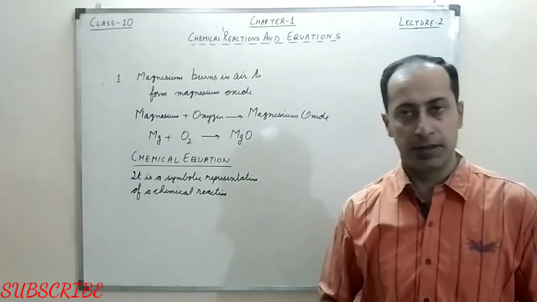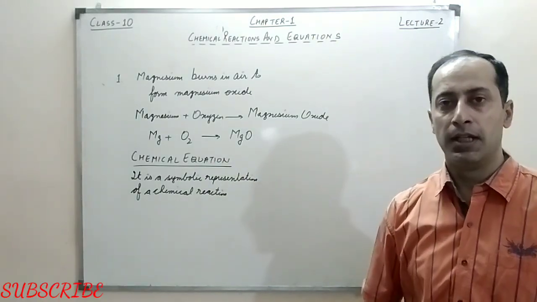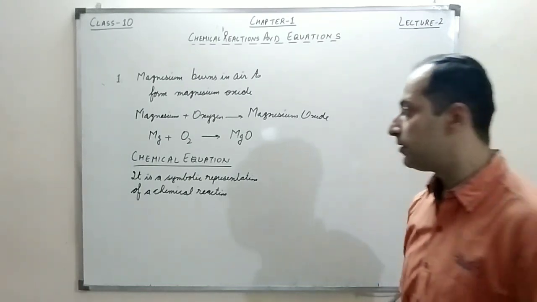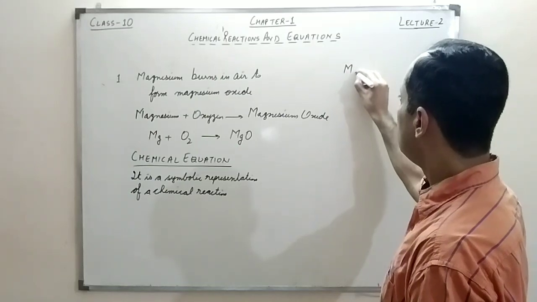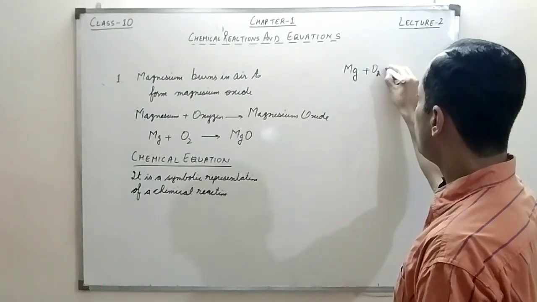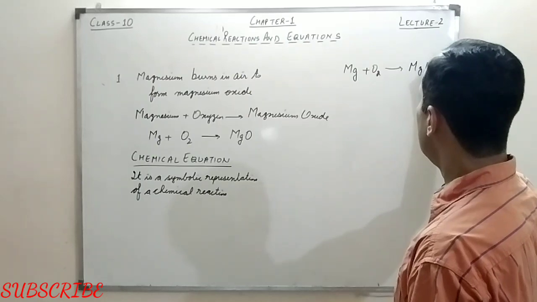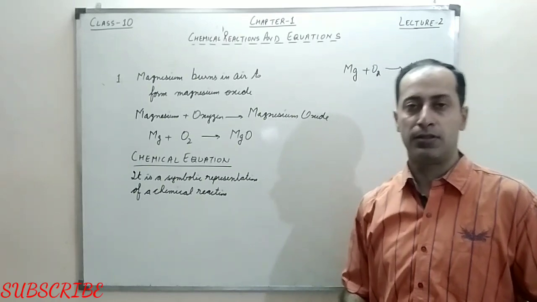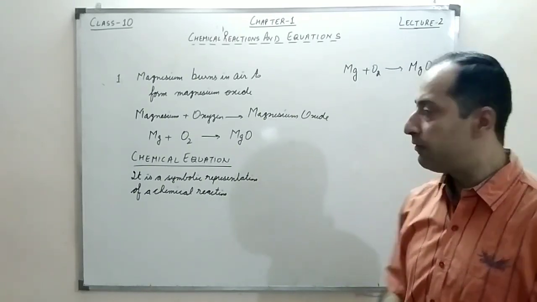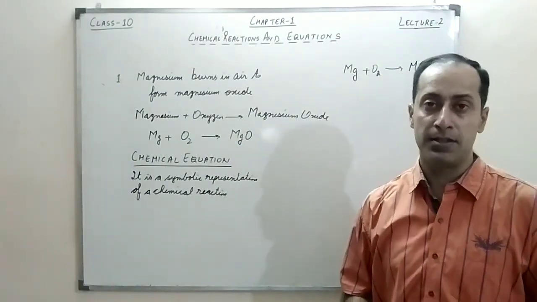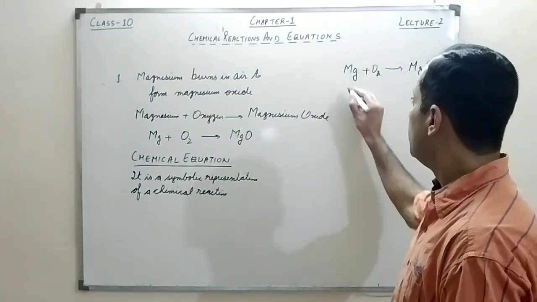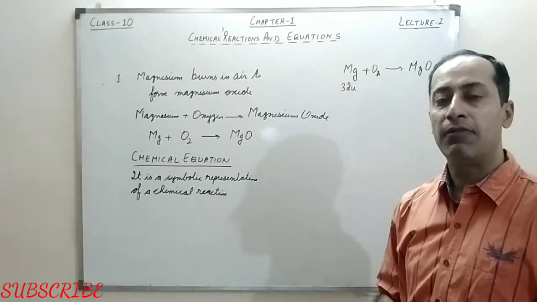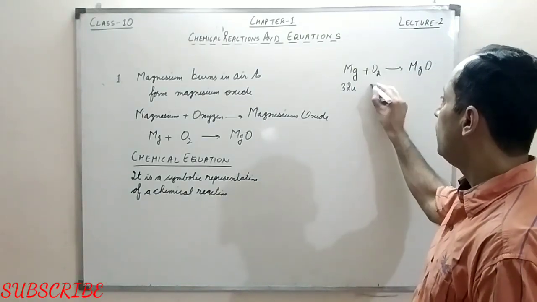Now we go a little bit further. If you see this chemical equation, there is something weird about it. Let us understand what the weird thing is. So I write the equation once again: Mg plus O2 gives MgO. If you remember in your class 9, you learned about the atomic masses and the molecular masses of different elements and compounds. If we talk about the atomic mass of magnesium, it is 32U. And the atomic mass of an oxygen atom is 16U. It means if I multiply it by 2, it becomes 32U.